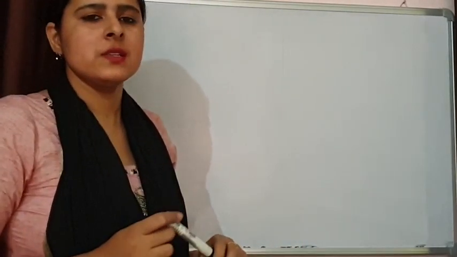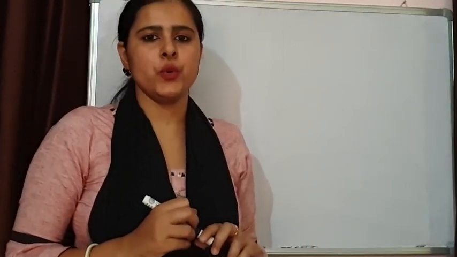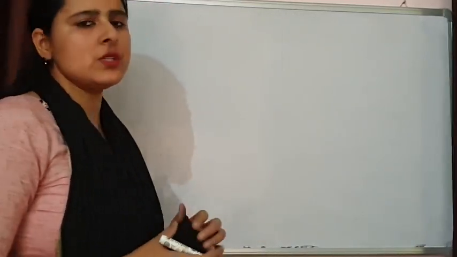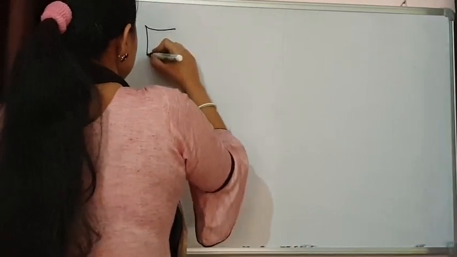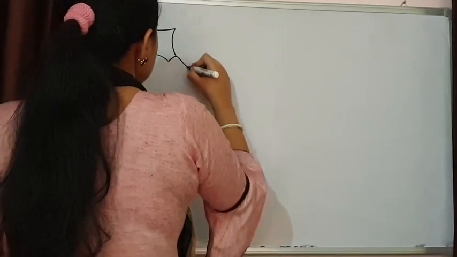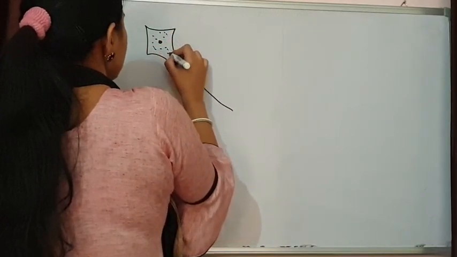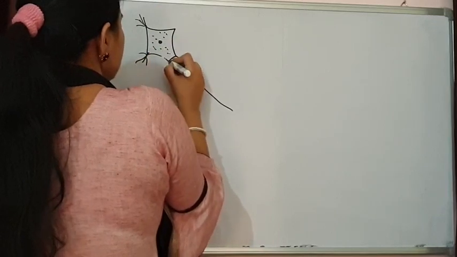Good morning students. In the earlier class I discussed the structure of a neuron. Today I am discussing the function of a neuron, how the neuron is going to function. So just let me draw the structure of a neuron, which will be helpful in understanding how neurons function. So this is how a neuron looks.